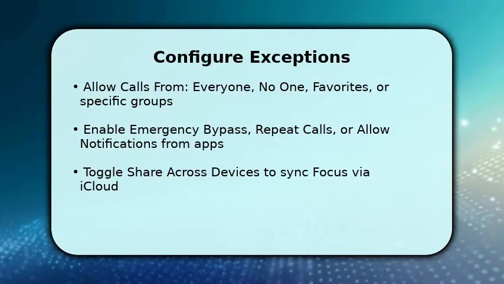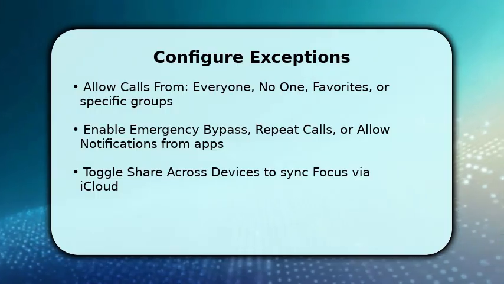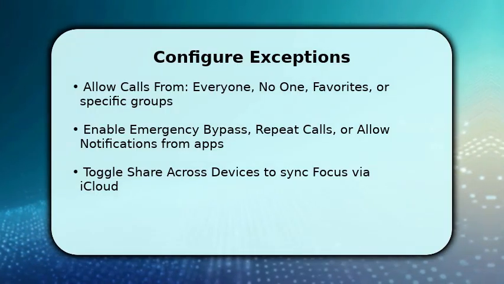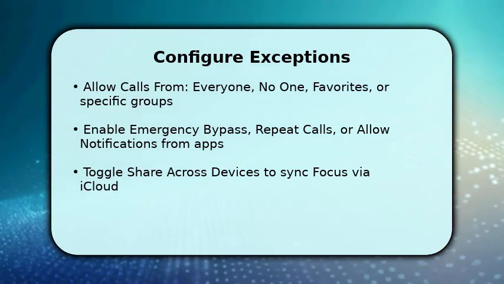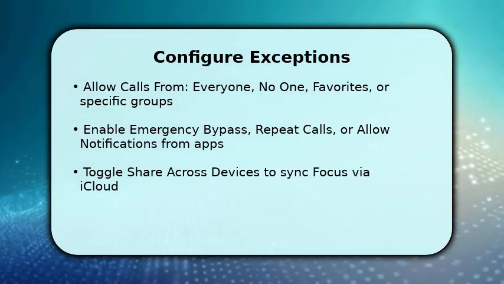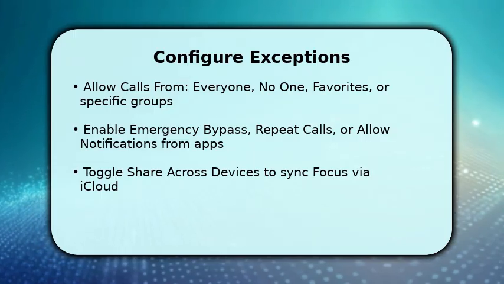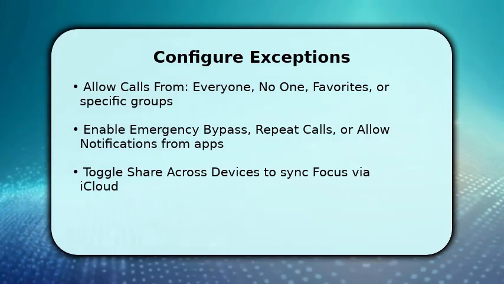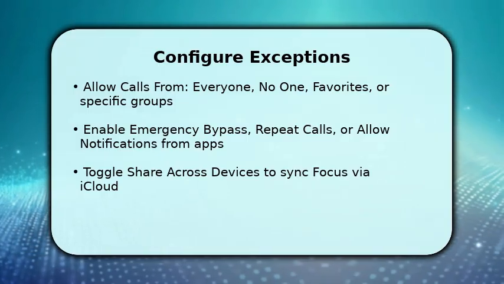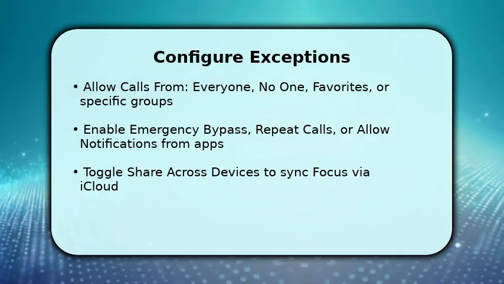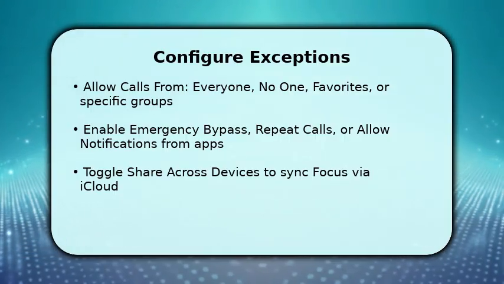Now configure the middle steps. Tap Do Not Disturb and choose who can reach you. You can allow calls from favorites, enable repeat calls for urgent second rings, or set emergency bypass for specific contacts. This controls safety versus silence. Then pick which apps may break through, use sparingly. Finally, decide whether to share across devices so your Mac and iPad follow the same rules. These choices shape practical exceptions and prevent missed emergencies while keeping distractions down.